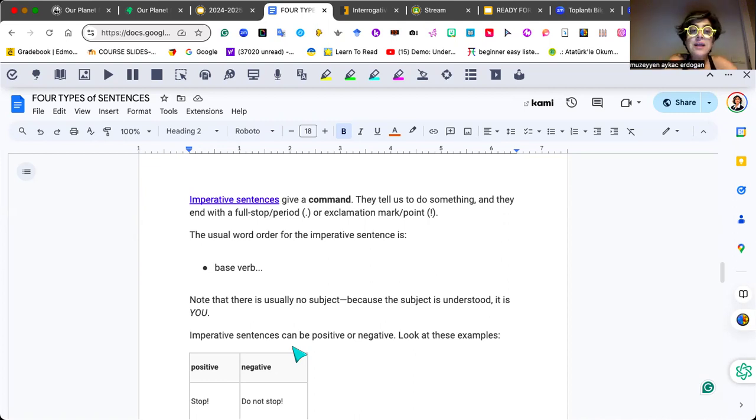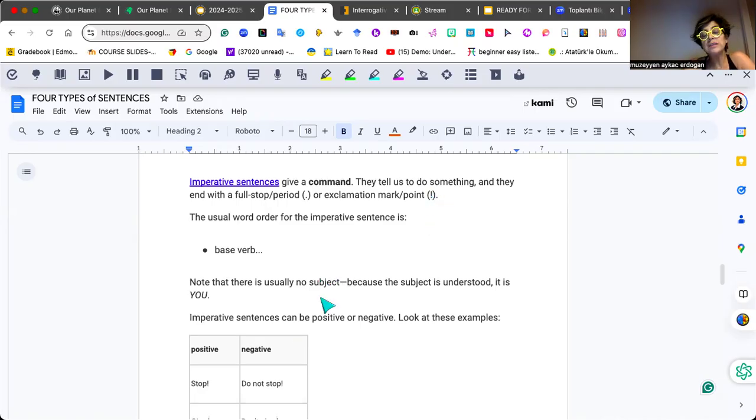They end with a full stop, period, or exclamation mark or point. Okay, yani most probably these kinds of sentences end with an exclamation mark. That is the exclamation mark, as you see here. So what is the formulation for these kinds of sentences? We just use the base verb, yani main verb, in an infinitive form, değil mi? Evet, in an infinitive form. Yani we do not use the subject in these kinds of sentences.